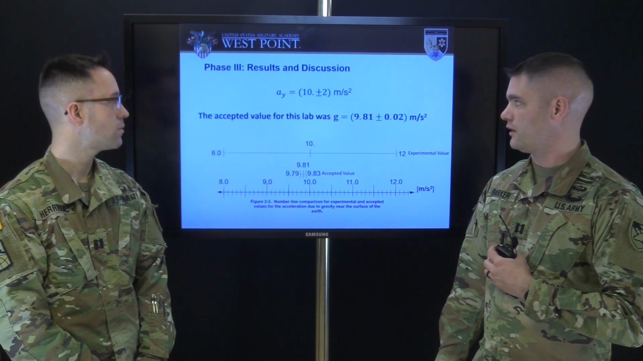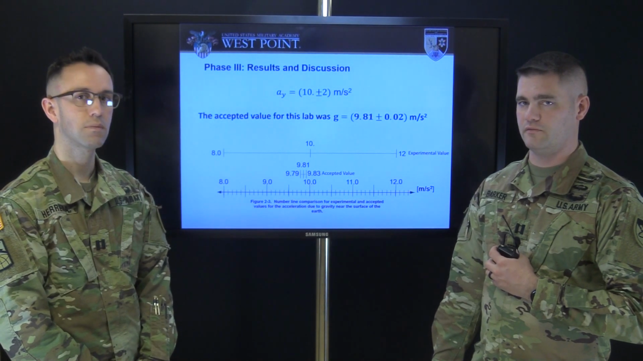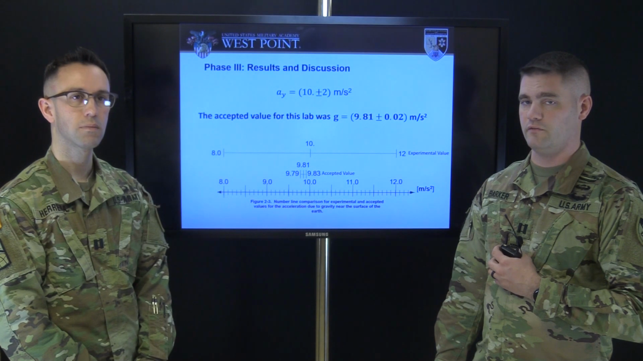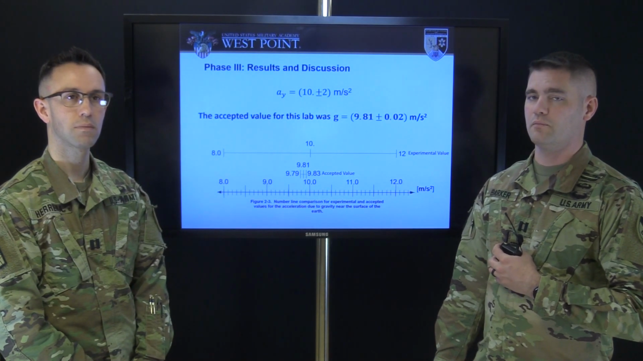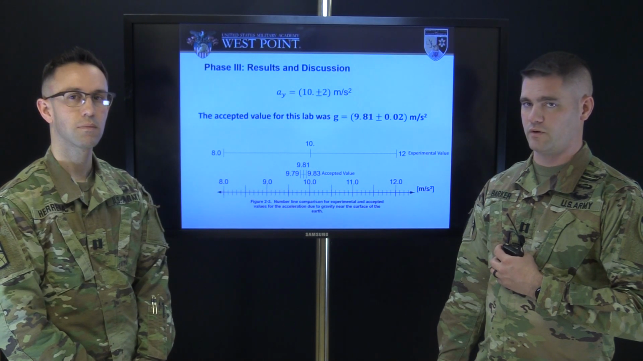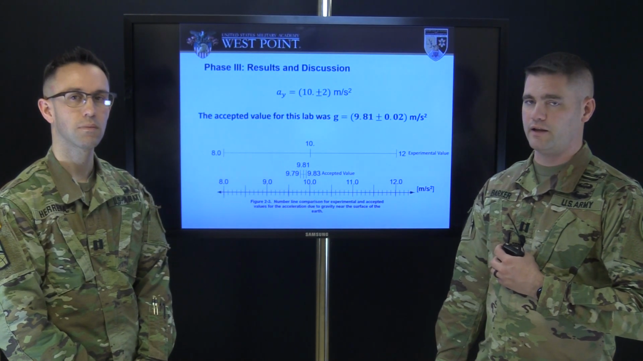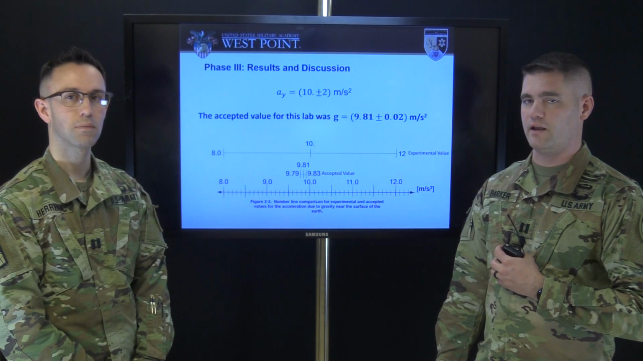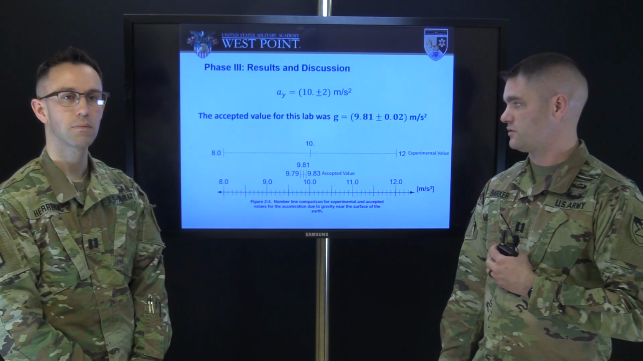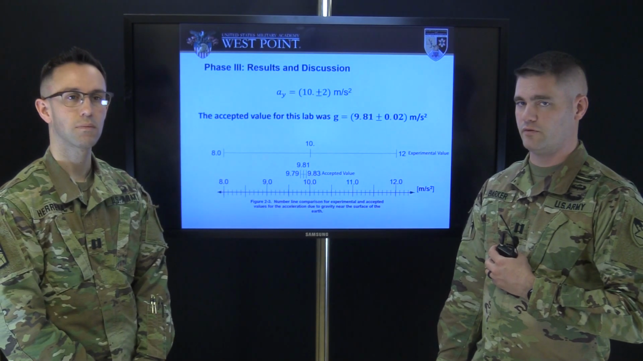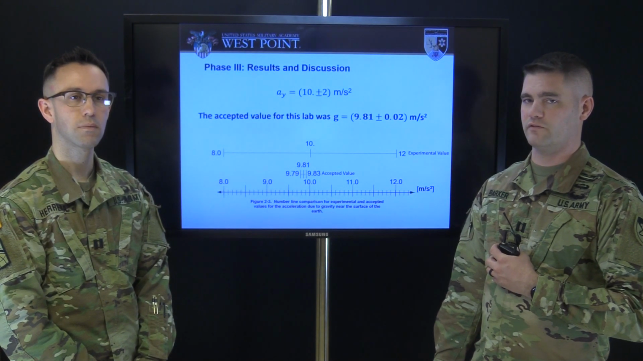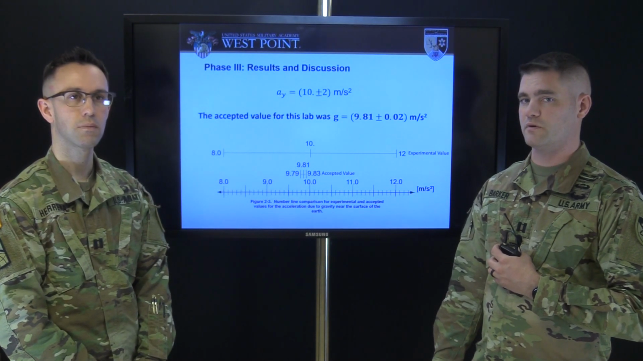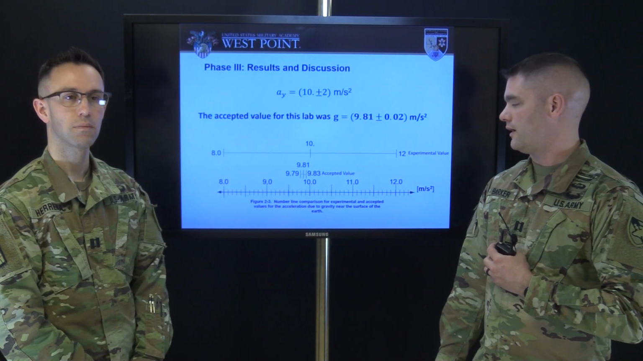Carrying that over, we get the confidence interval for the experimental value of the acceleration due to gravity to be 10 plus or minus 2 meters per second squared. When doing a number-line analysis, it's very clear that we have an accurate value based on the overlap between our experimental value and our accepted value. We also see that the predominant source of error in our experiment is random error.